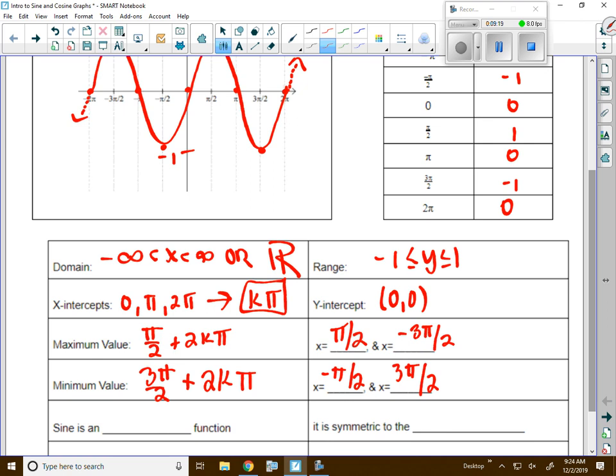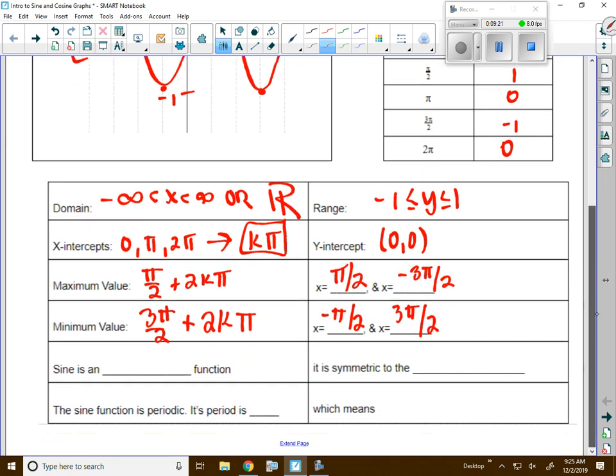Okay, we're almost done. We'll go a lot faster. Sine is an odd function. Everybody say odd. Odd. Okay, it's an odd function. That means that it is mirrored or symmetric over the origin. So if you look at your paper, if we were to flip our graph over the origin, it would be mirrored.